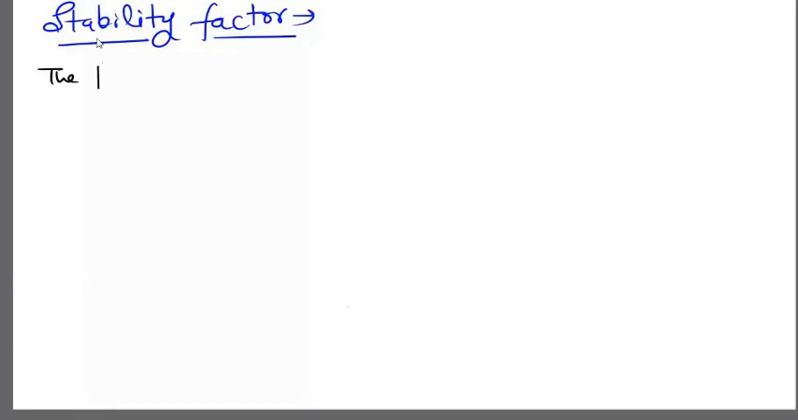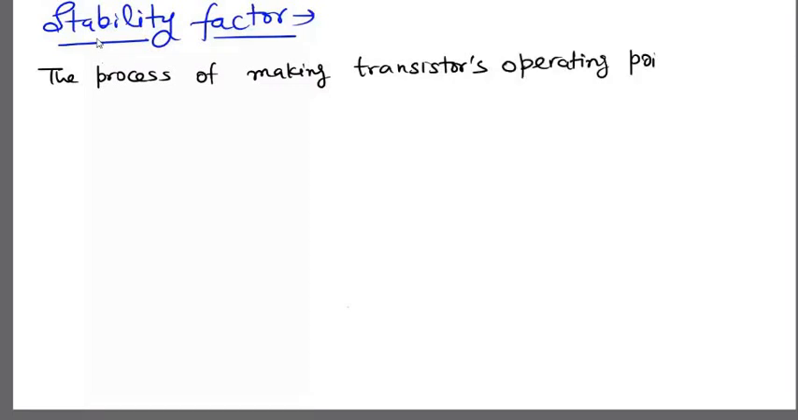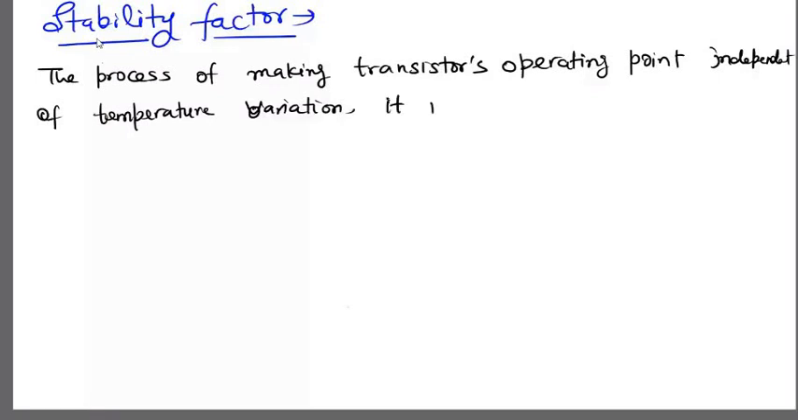Process of making the transistor operating point independent of temperature or temperature variations, okay, it is known as stabilization.